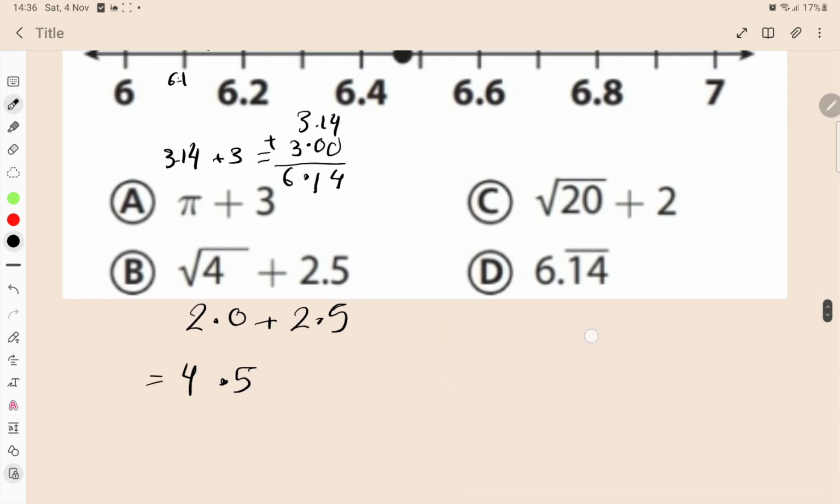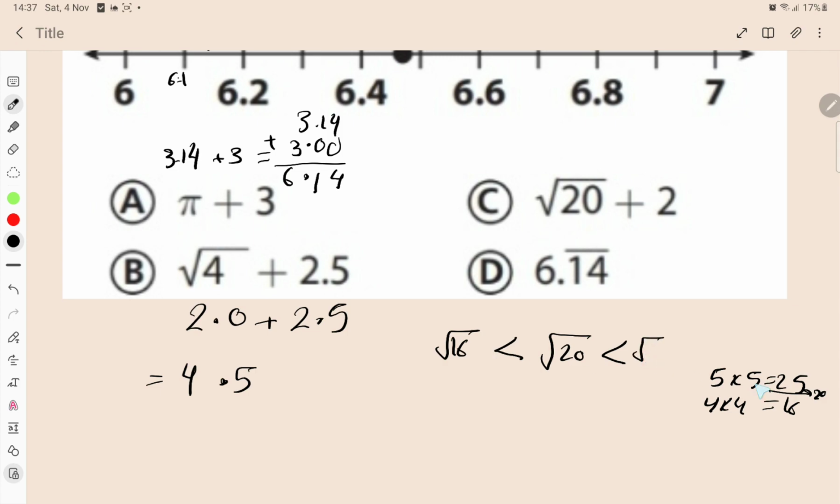Root 20. Let's estimate root 20, with an upper estimate and a lower estimate. We know that 5 times 5 is 25 and 4 times 4 is 16. So 20 is in between 16 and 25. Lower estimate, root 16. Upper estimate, root 25. Root 25 is 5, root 16 is 4. 20 actually is closer to 16, so we can say it is maybe 4.4. It's an estimation, so maybe 4.4, 1, 2, 3, and so on.